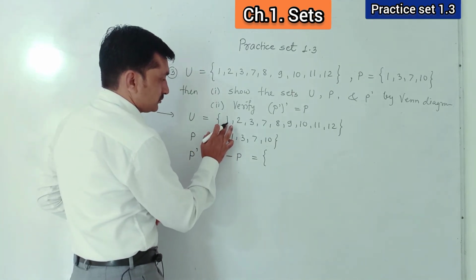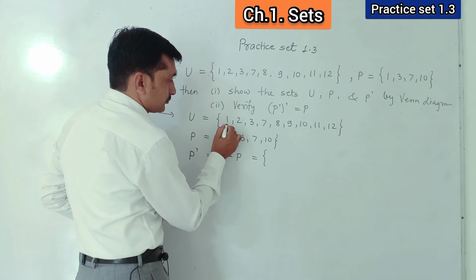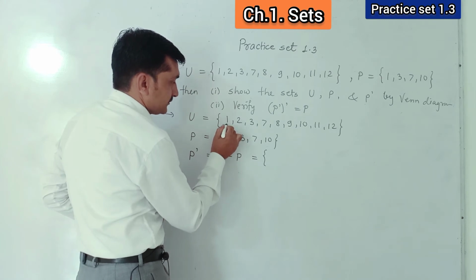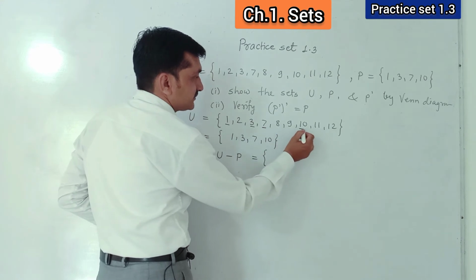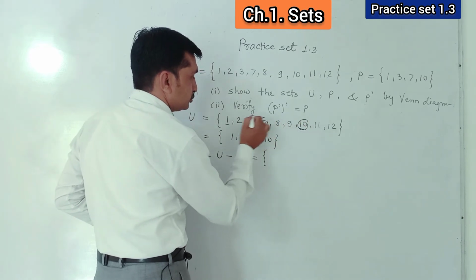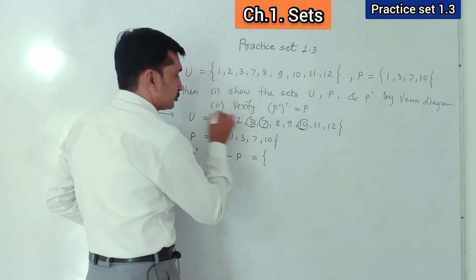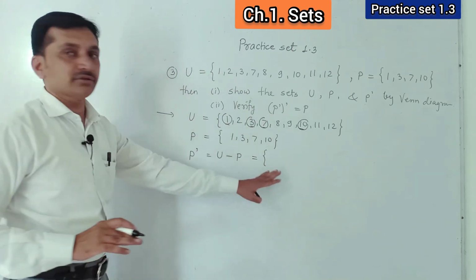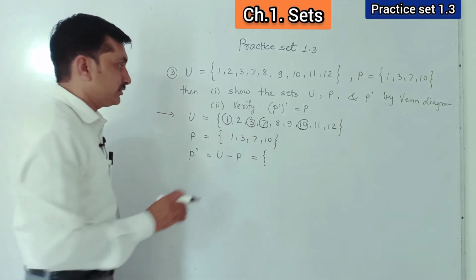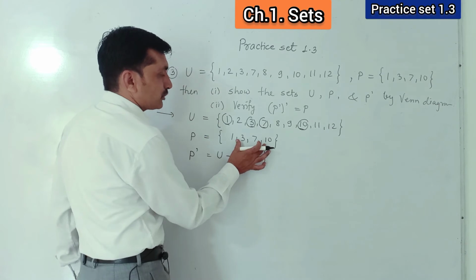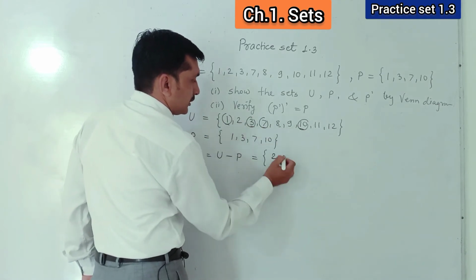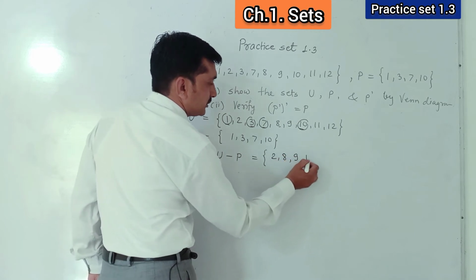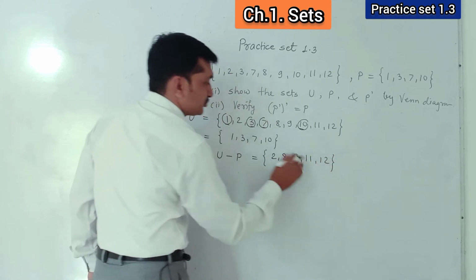1 is here, 3 is here, 7 is here, and 10 is here. These 4 are removed. Except these, write all as P complement, because these 4 are removed: 2, 8, 9, 11, 12. It is P complement.